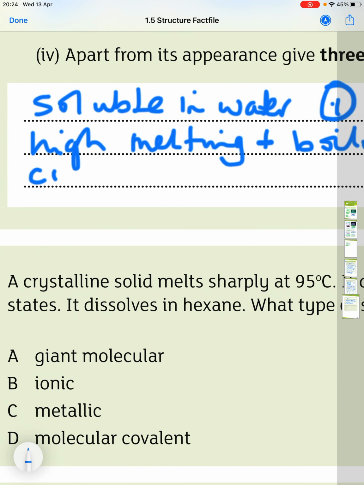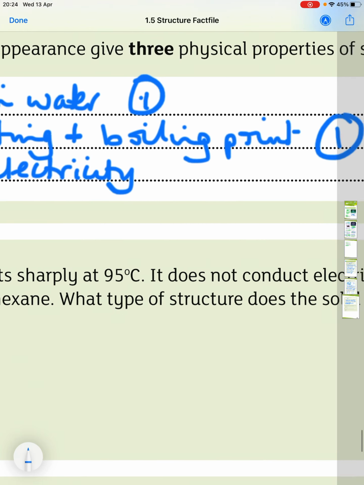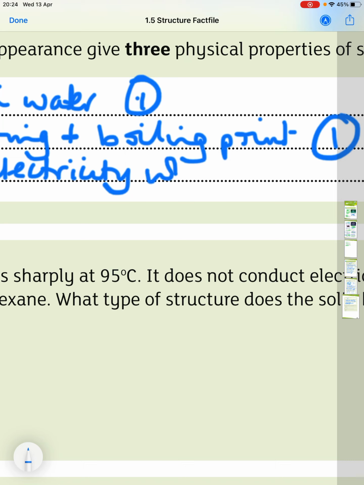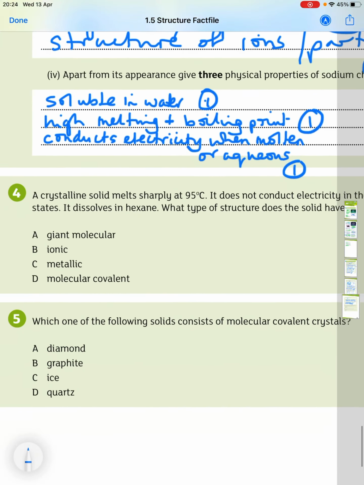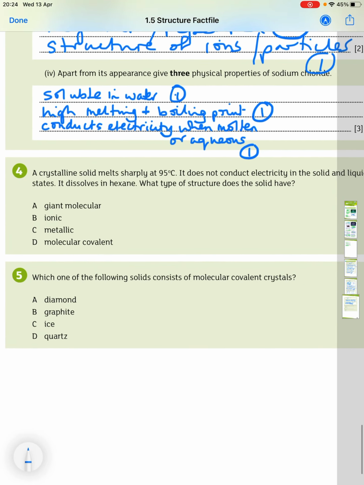And the third one is that it conducts electricity. Now, remember, it's only when it's molten or aqueous. So that's your third mark for that one.